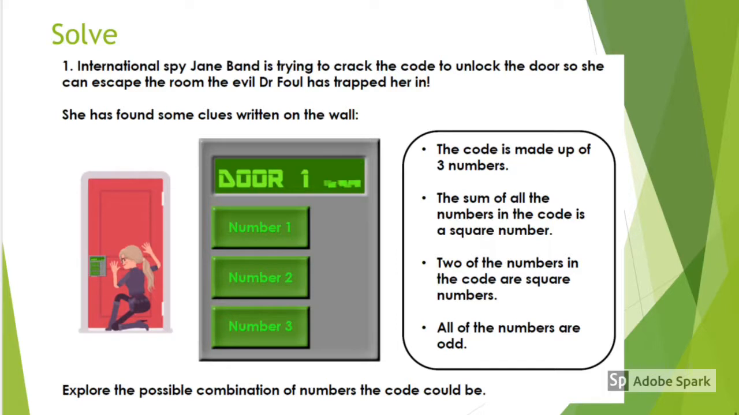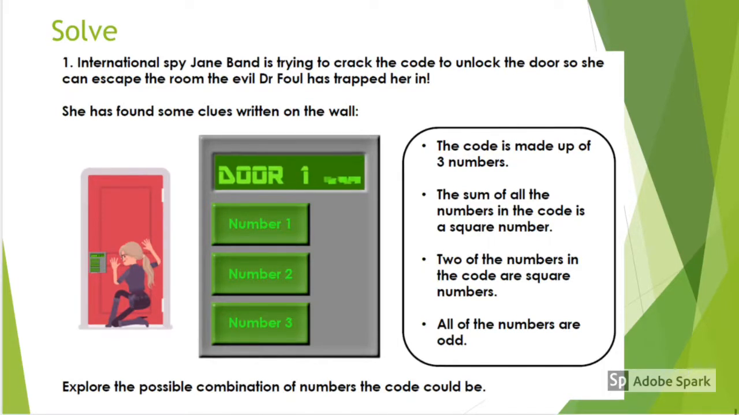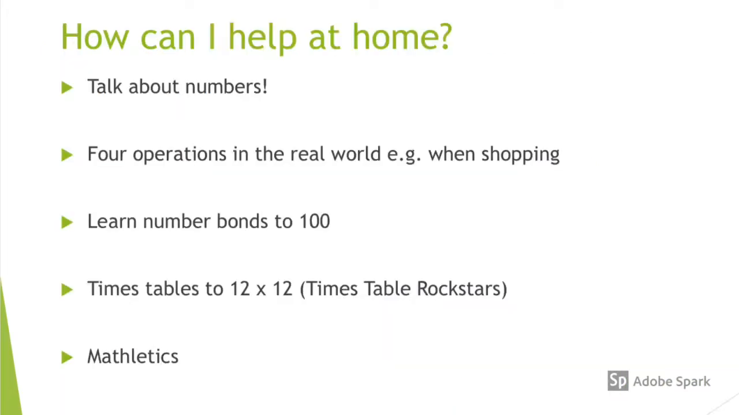So here is a solve that we did. This is a solve that we had that was using the learning of square numbers, but also brought in finding odd numbers, the sum of digits, finding more than one number, and children had to really sit down and unpick the clues that they had in order to find the 3 numbers that would open the door for the international spy.